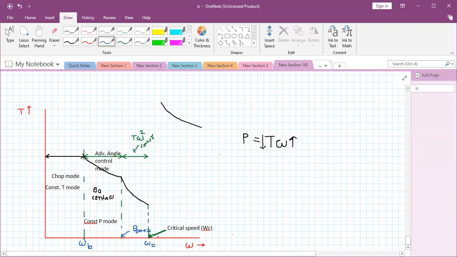The reason is that if you increase the speed beyond this omega c, there are chances to damage the bearing and the rotating body of the machine. So the speed is always limited up to omega c. That is called the critical speed. This graph shows the different modes of operation of the switched reluctance motor.